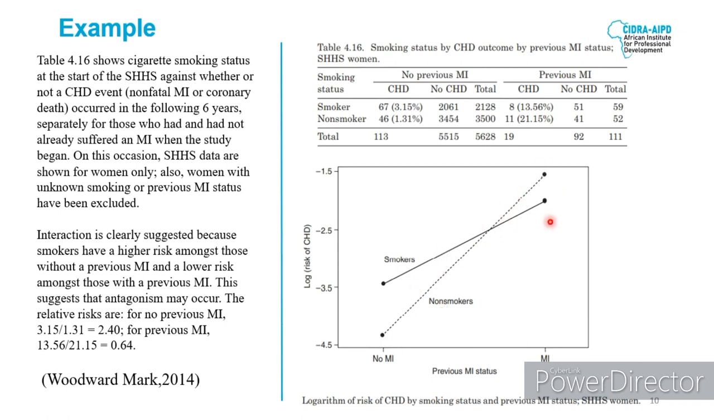The relative risks are, for no previous MI, 3.15 divided by 1.31, which is 2.40. And for previous MI, it will be 13.56 by 21.15, which is 0.64.